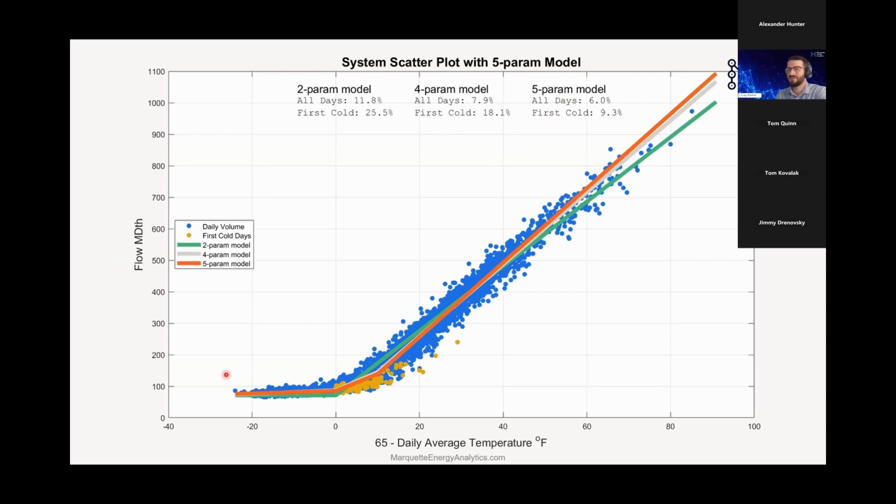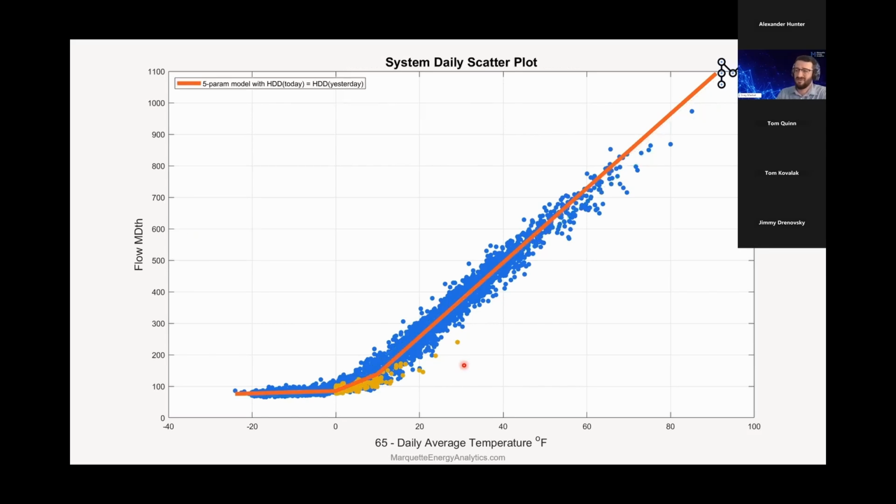But if you look at the graph itself, you might be skeptical of those results because this red line is still sitting well above those first cold days. And the reason for that is because this red line is kind of a slice of a 3D model. We're only plotting today's daily average temperature versus demand. So this line here is really more like, what if today's demand and yesterday's demand were the same?